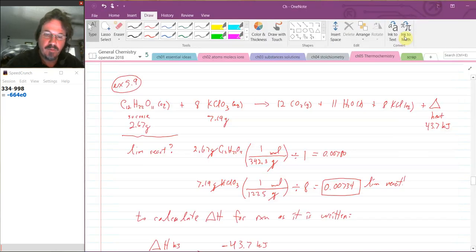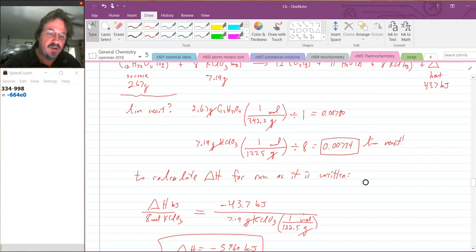All right, let's go back to my calculations. I've rewritten the equation. I'm telling you, we're getting heat. In this case, we're getting 43.7 kilojoules of heat, 7.19 grams of potassium chlorate, and 2.67 grams of sucrose. Got 2 things reacting. I've got 2 different amounts. Do the perfect amounts match perfectly, or is one in excess? One of them is a limiting reactant. Well, probably the case. We better figure that out. So that's the first thing I did. What is my limiting reactant?